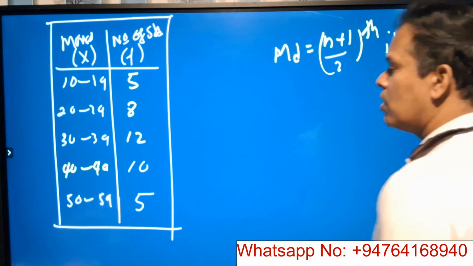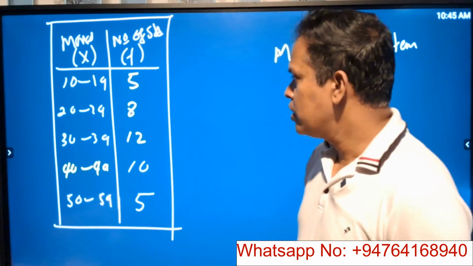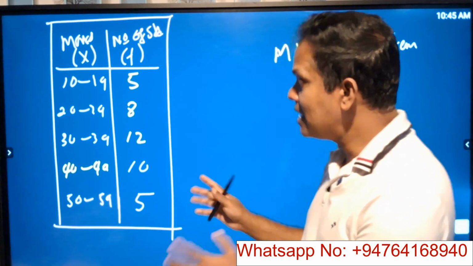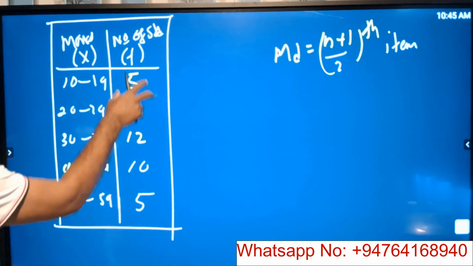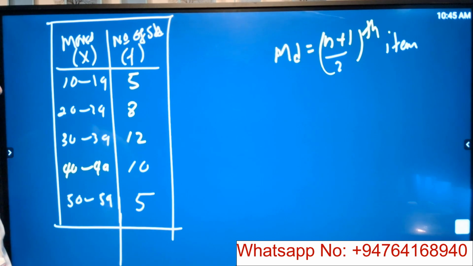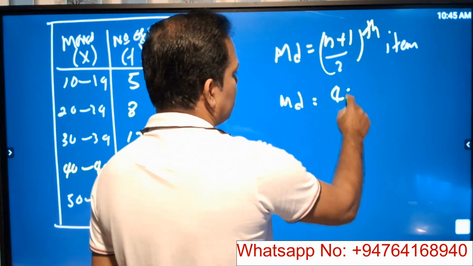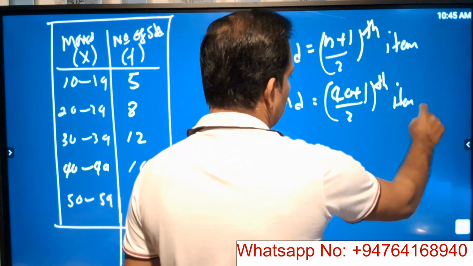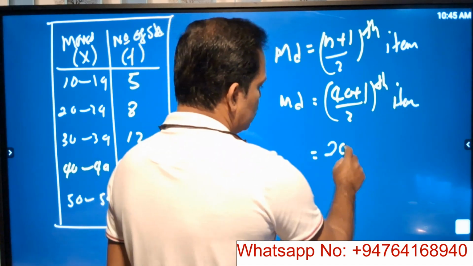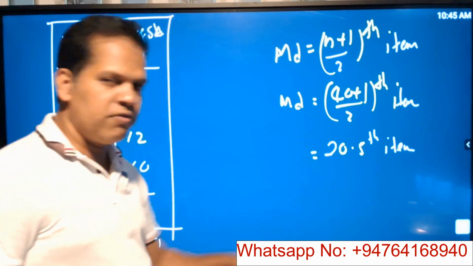Then n is the total number of students in this class: 5 students here, 8 students here, 12 students here, 10 students here, 5 students here. You can add all these values, and the total number of students in this class is 40. So n is 40. So the median position is (40 plus 1) divided by 2, that is the 20.5th item. We have to find the value of the 20.5th item.